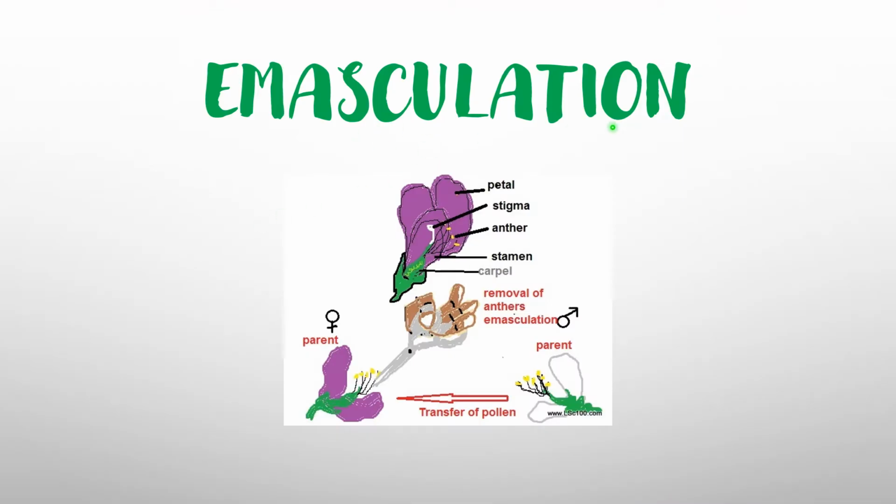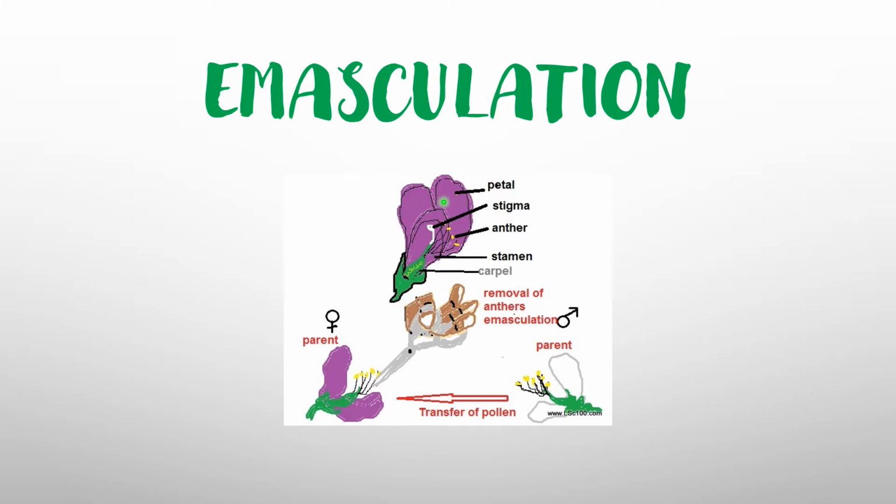The second step can be called artificial cross of the selected parents to raise the F1 generation. How was this achieved? The pea flowers are bisexual. That means they have a stigma, which is the female part, and also an anther or stamen, which is the male part of the flower. So they were bisexual in nature.